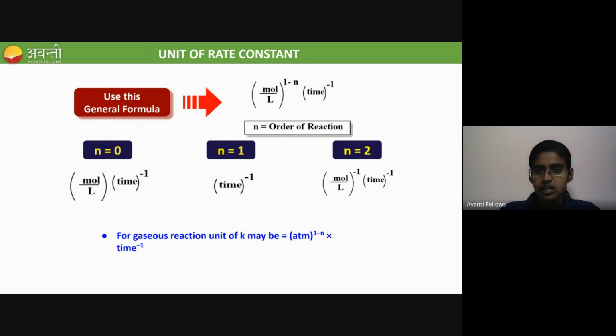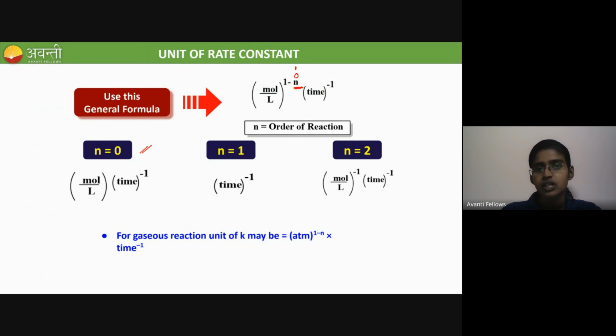And this n denotes the order of the reaction. For zero order, the n value will be equal to 0. So substitute 0 in place of n. So mole per liter to the power 1 minus 0, so it is mole per liter time inverse. And if you substitute 1 here, 1 minus 1 is 0, so the whole term to the power 0 becomes 1. So it is just time inverse.